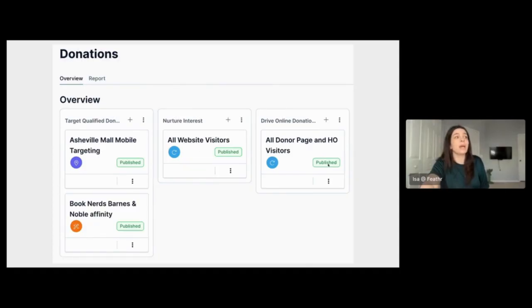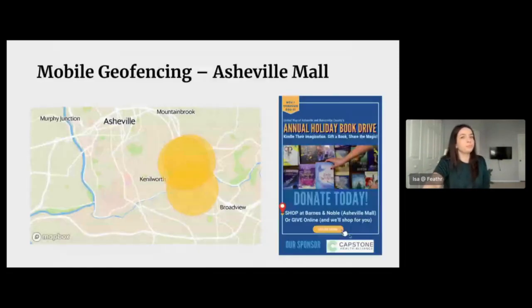And then this was followed by a retargeting campaign here that targeted all website visitors. And then they got a little more specific and honed in on the people who had been to the donate page and their Hands On Asheville page, which is the volunteer opportunities page specifically. So here's just a quick visual to show the specific area that they targeted with this campaign and how that map displays in Feathr.